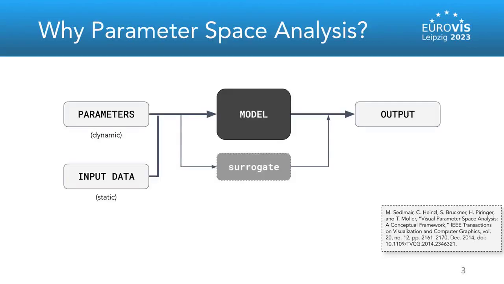Many algorithms and simulations we use in science and industry basically look like this, with a few concrete examples in a minute. They are a complicated function mapping some parameters, dynamic inputs, and optionally input data, static inputs, onto some output. If the model is computationally expensive, a faster but less accurate surrogate model can be used alongside.